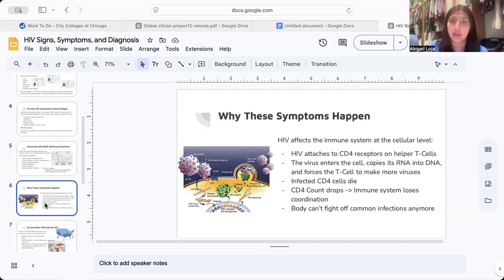So why do these symptoms happen? HIV affects the immune system at the cellular level. HIV attaches to CD4 receptors on helper T cells. The virus enters the cell, copies its RNA into DNA, and forces the T cell to make more viruses. Infected CD4 cells die. So when the CD4 count drops, the immune system loses coordination and the body can't fight off common infections anymore. And that graph is just showing what it does.